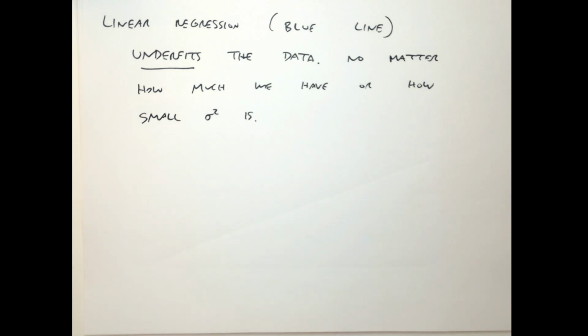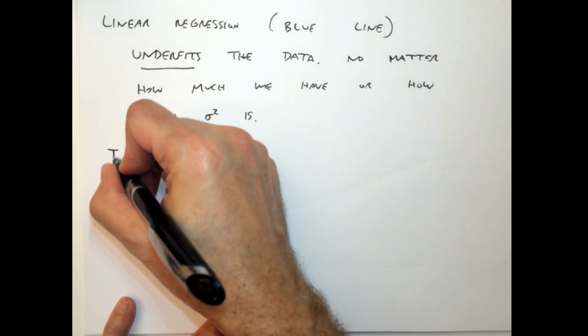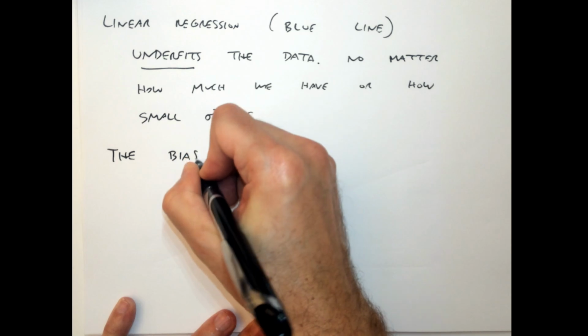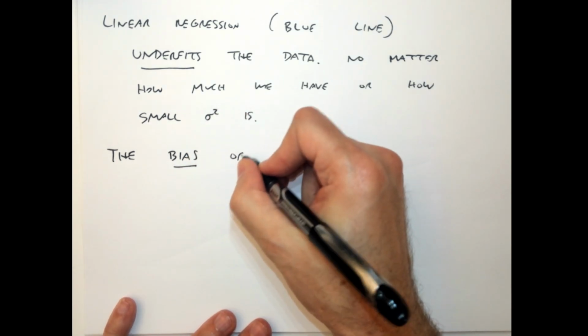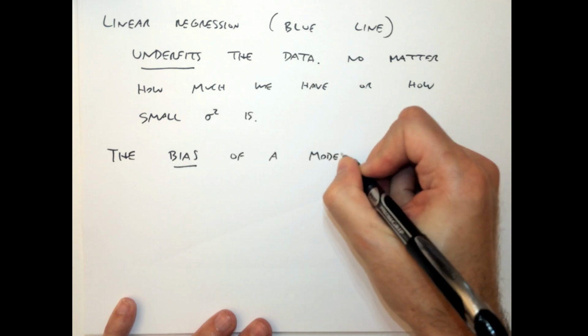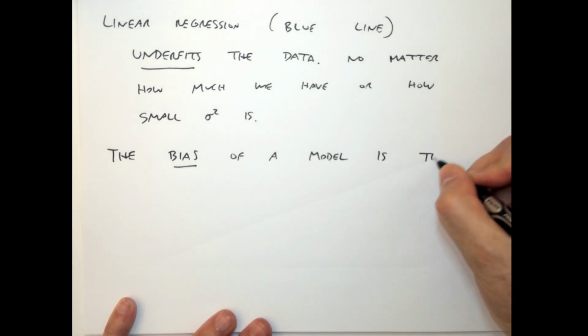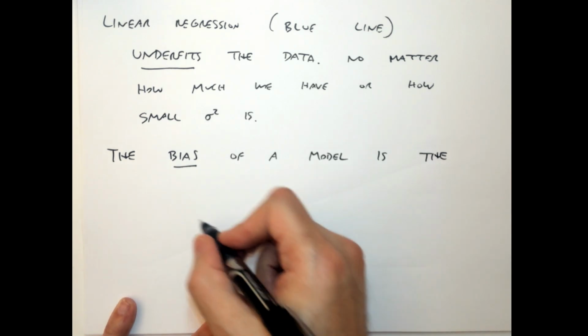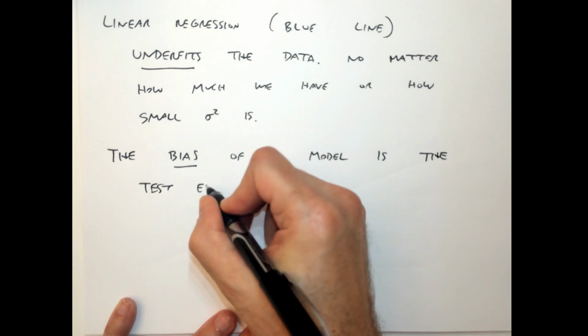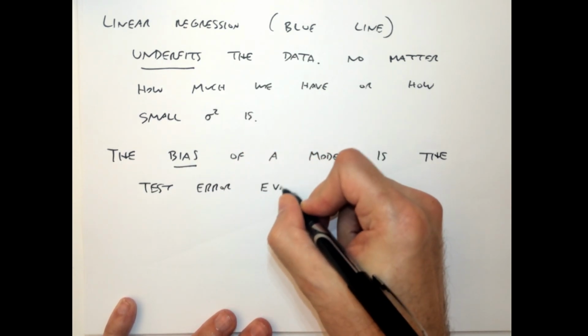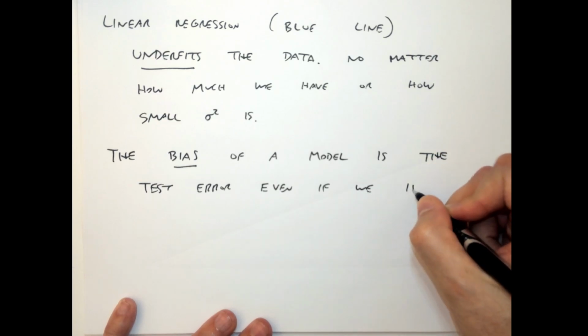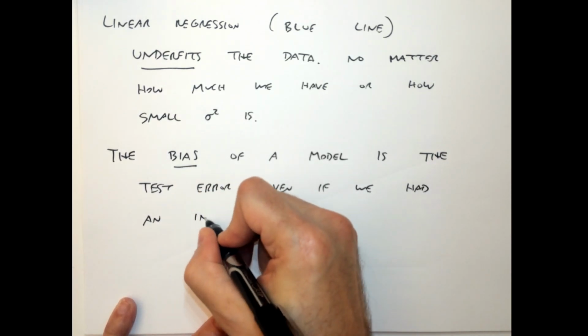We're going to quantify this idea, which is, in the absolute best of worlds, how well could the model fit the data? We're going to call that the bias. So we define the bias of a model as basically the test error even if we had an infinitely large training set.